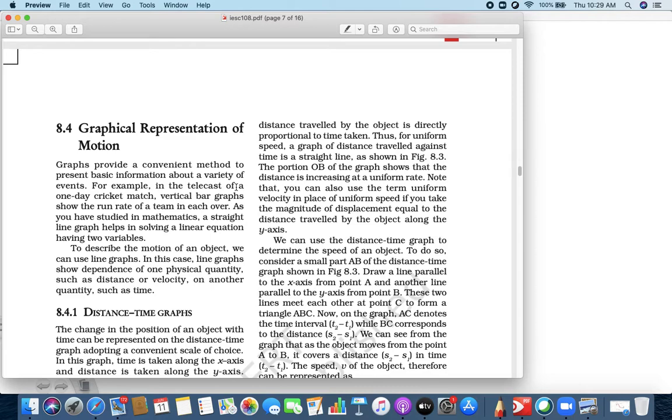Now, how is motion represented in a graph? That's a surprise. Let's say we are drawing a graph of distance versus time. Distance is represented, again I said, by s, and time is represented by t. So this is a graph of distance versus time.